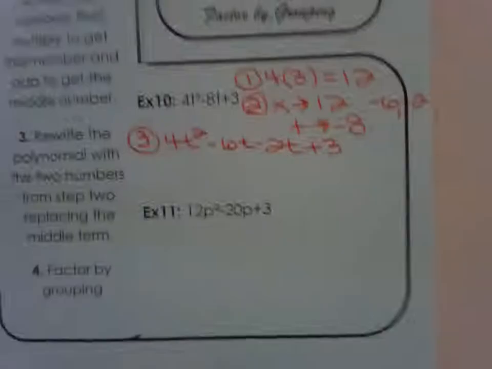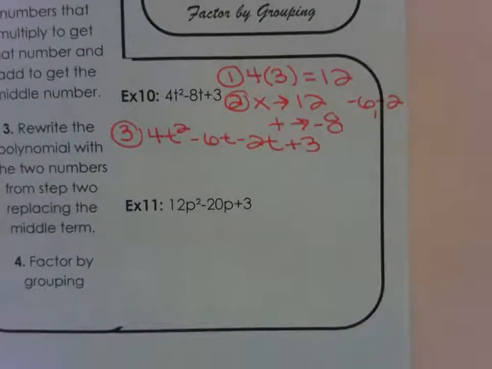Doesn't matter the order. Negative 2 could come first, but you have to put a t because it has to replace the negative 8t. Logan, stay with me, please. Logan, stay with me.